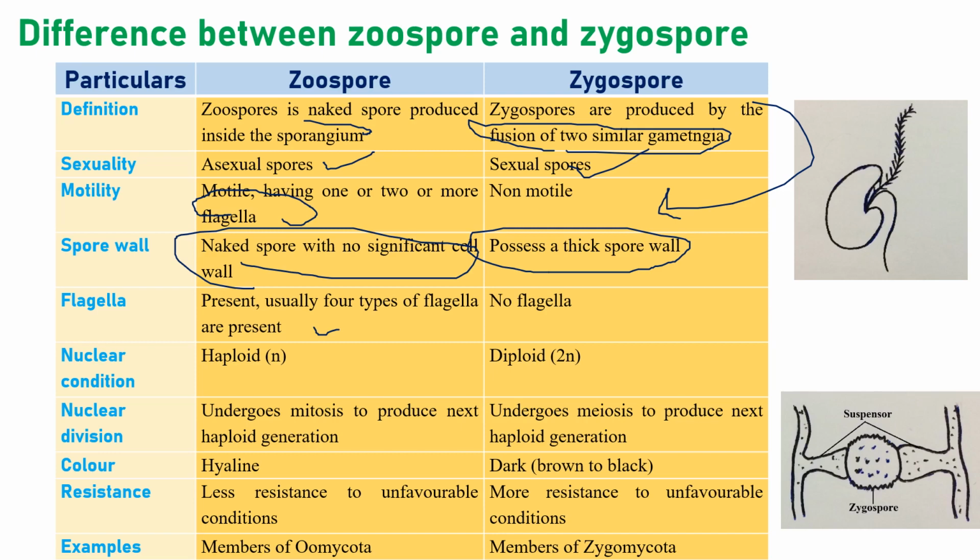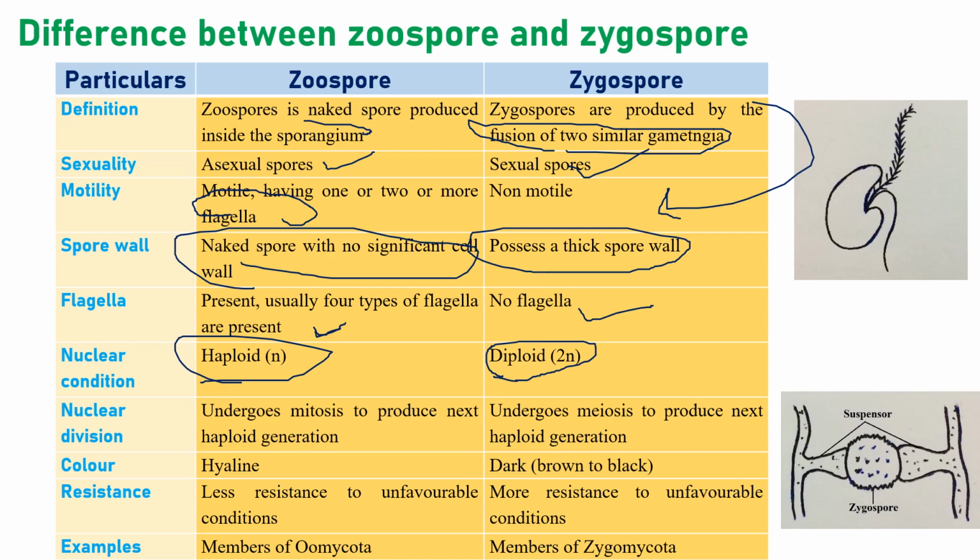Like anti-retensile, posterior whiplash, such kind of flagella we have already seen, the types of flagella and flagellation. But when it comes to zygospore, no zygospore contains flagella. Nuclear condition: zoospore is always haploid. Not only zoospores but also aplanospores, all are haploid only. The zygospore is generally diploid.